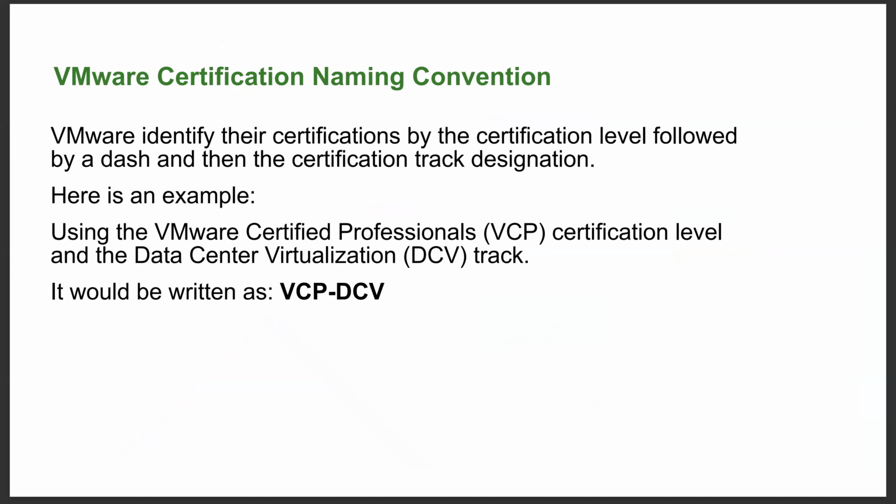VMware has a particular naming convention for its certifications. For example, in the data center virtualization certification, the VCP tells the level at which the certification exists, followed by a dash and the area in which the certification exists. So a level, then area or track. So we have VCP-DCV, and this is the particular certification that Vector will be offering the course on.